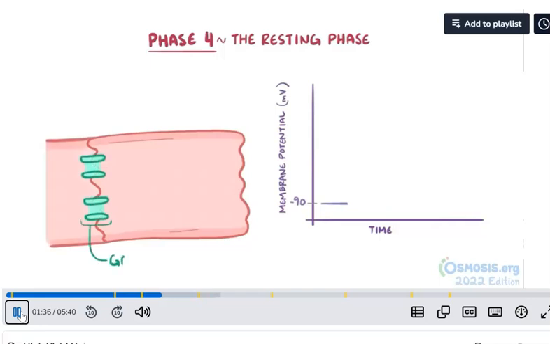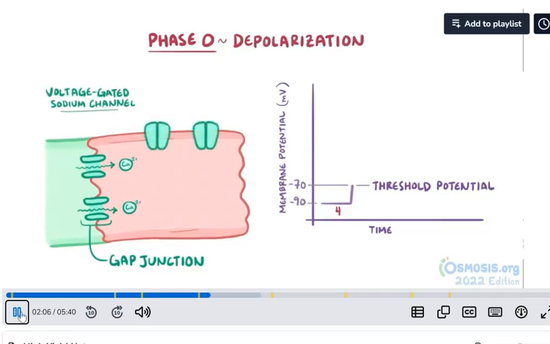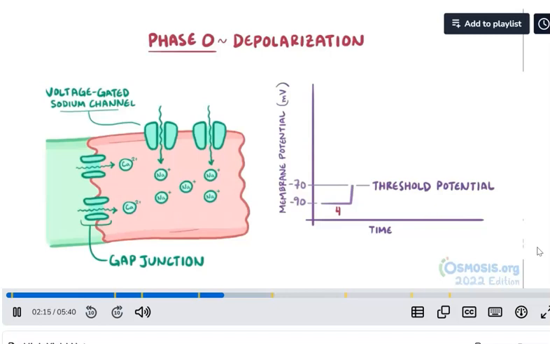Now, the interesting thing is that it has gap junctions, which are openings between 2 myocytes. So when the myocyte's neighbor depolarizes, some ions, mainly calcium ions, start leaking through the gap junctions, and that makes the membrane potential go up to about negative 70 millivolts. Negative 70 millivolts is called the threshold potential, and it marks the start of phase 0. Phase 0 is known as the depolarization phase. Basically, some voltage-gated sodium channels open up when they sense that the membrane potential is negative 70 millivolts, and they allow sodium to rush into the cell, creating an inward current. This rapid influx of sodium causes the myocyte's membrane potential to go all the way up to plus 20 millivolts.